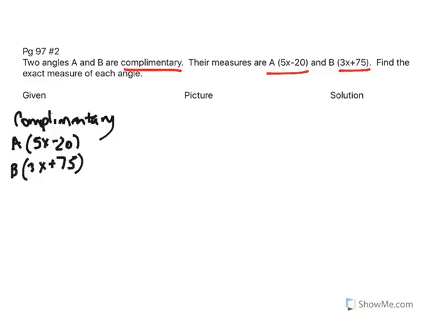Do you see how we're translating the information from the question into usable parts? That's what the whole given section is about. We're trying to pull out the key words, and now we can draw our picture using that information. So remember, complementary angles add up to 90 degrees. So we have angle A and angle B. A is 5x minus 20, and B is 3x plus 75. Okay, that's our picture.